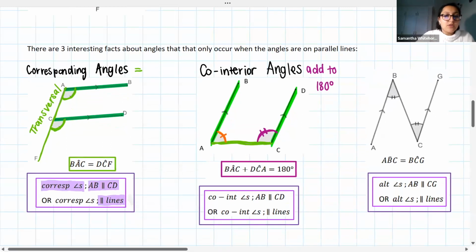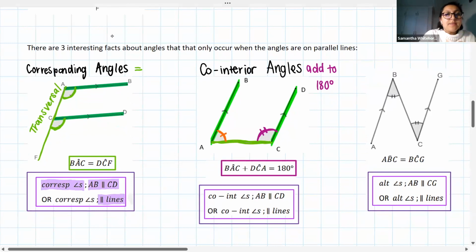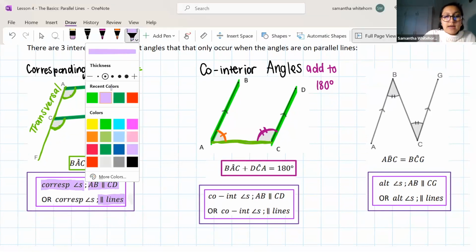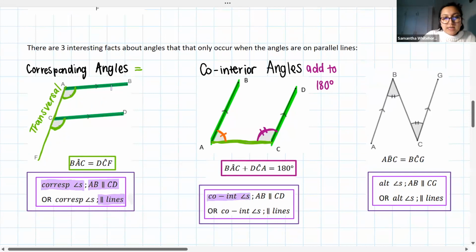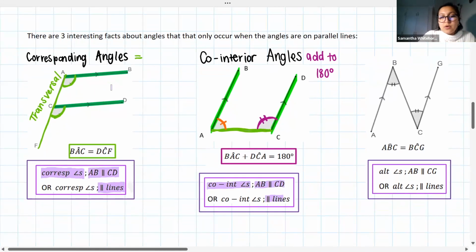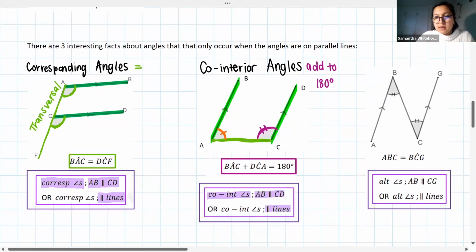Again, we make a statement, so we have to give a reason. Our reason here is co-interior angles, which we abbreviate to co-int angles. We have to state the parallel lines. And again, if you don't have labels, just say parallel lines. Right, so that's co-interior angles. That's the U shape or the cup shape. That's what we look out for.